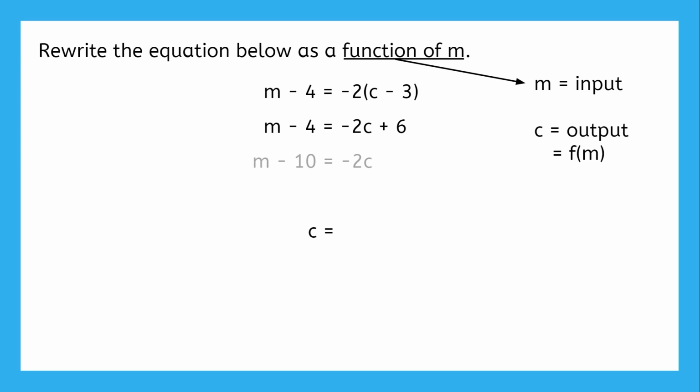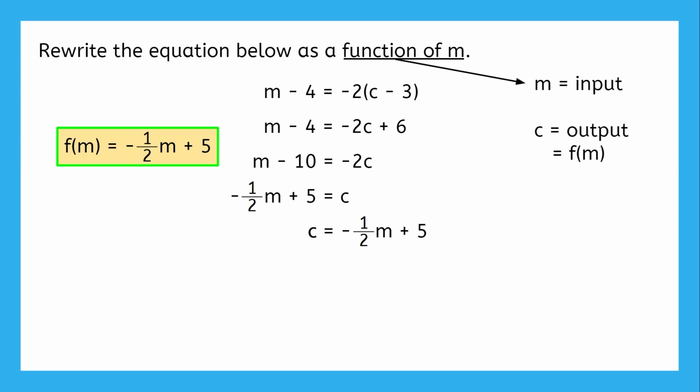So next, we're going to subtract 6 to move it to the side with the input variable, and then divide everything by -2. Be careful with signs here. 1 divided by -2 is -1/2, and -10 divided by -2 is +5. Now that the c is isolated, we can flip the equation over, so c is on the left side, and then we rewrite c as the function of m.